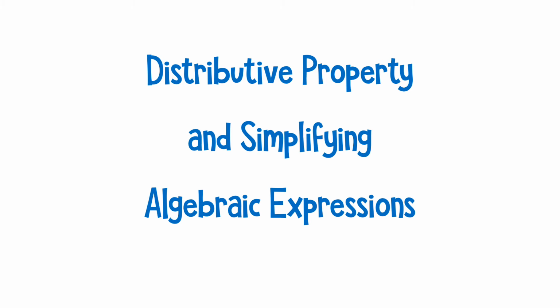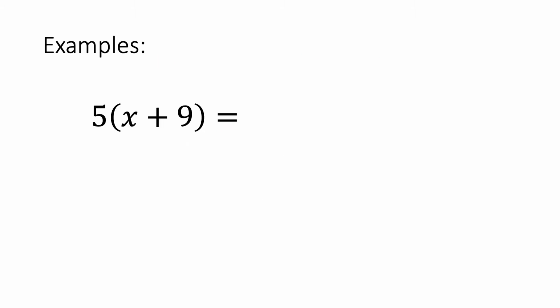Today's lesson is on the distributive property and simplifying expressions. We've already watched the math mashup video on how to use the distributive property, so now we're going to solve some examples on our own. You might want to have a piece of paper and a pencil so you can try to do them ahead of time. In this example, the outside term is 5.